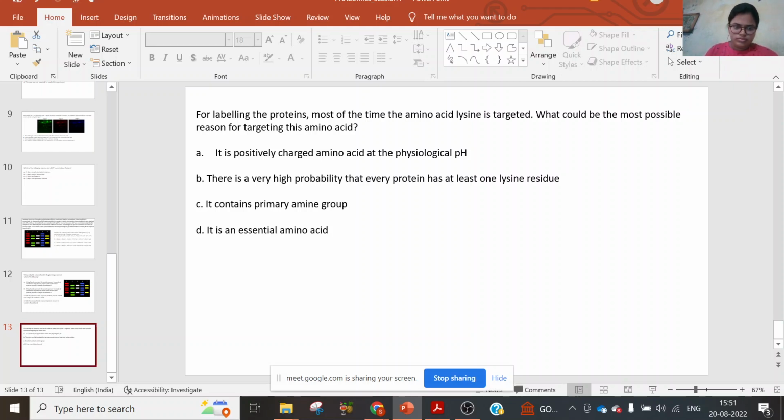B, ma'am. There is a very high probability that every protein has at least one lysine residue. Correct, so this is the correct option. That is why you are using lysine for your labeling experiment. Lysine is a minimal labeling, and there is another kind of labeling also, cysteine labeling, which is saturating labeling and more sensitive, but lysine labeling is the most preferred kind of labeling for a DIGE experiment.